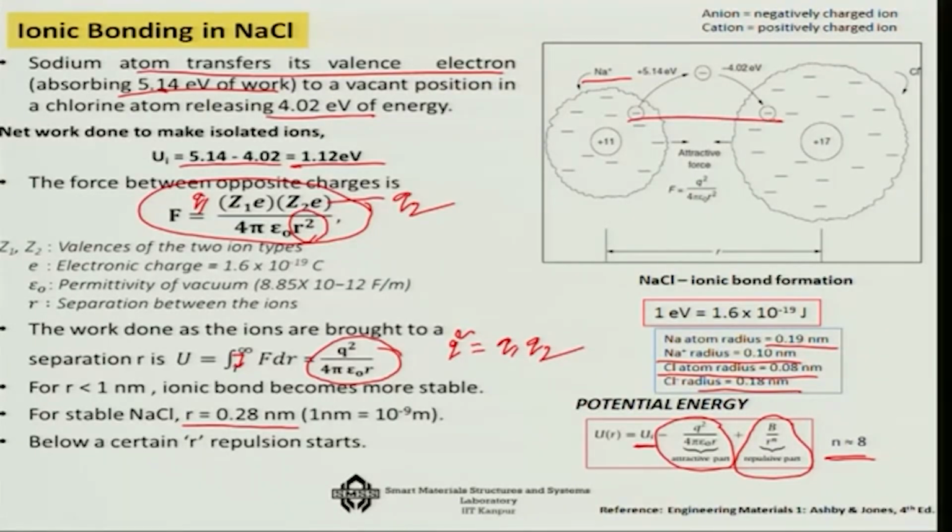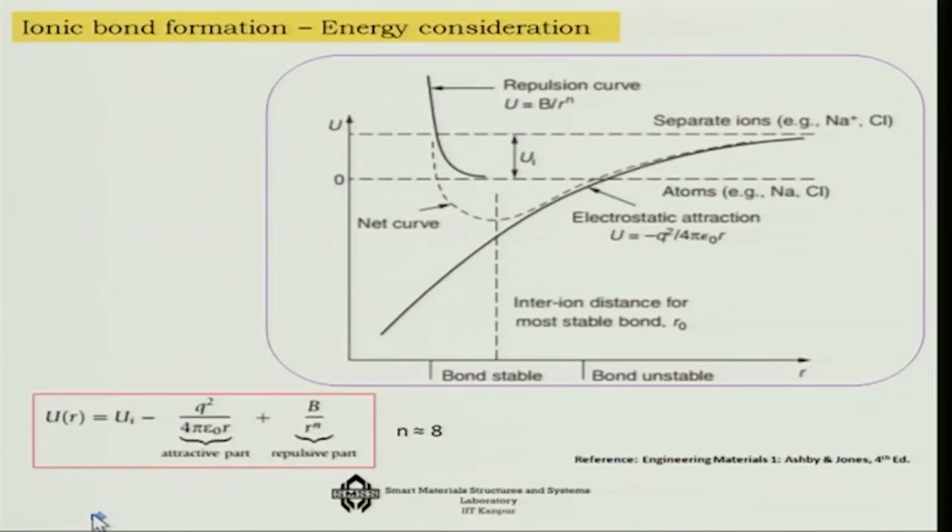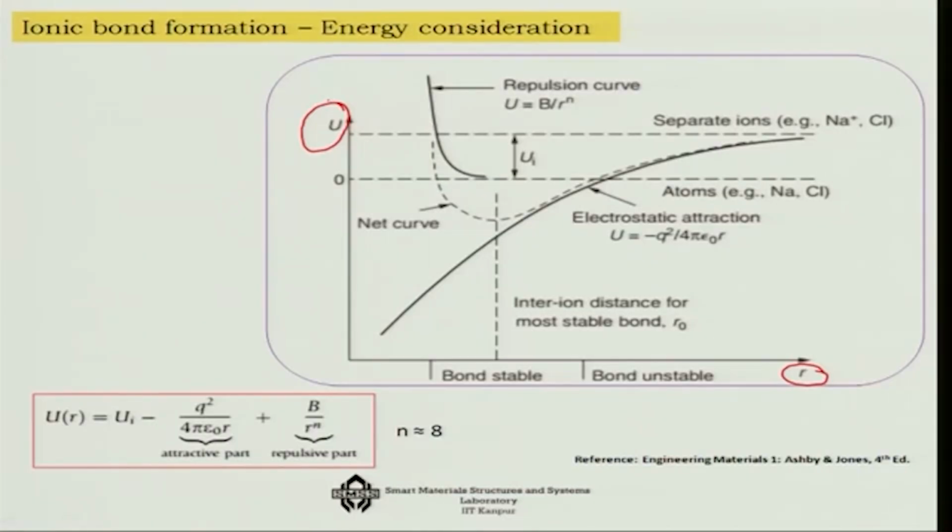Now, this picture which I have shown for sodium chloride, let us try to understand from a generalized energy point of view for an ionic bond formation. Here we have the distance r as the x axis, for moving the atoms, and u as the energy that is there in the system. I already told you that the bond will be stable at a point where this energy is minimum. So, from the minimization of the energy point of view, here we will only consider interaction between two atoms, just to keep the whole thing very simple.